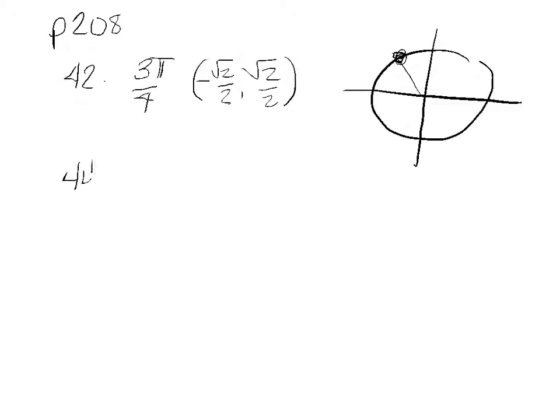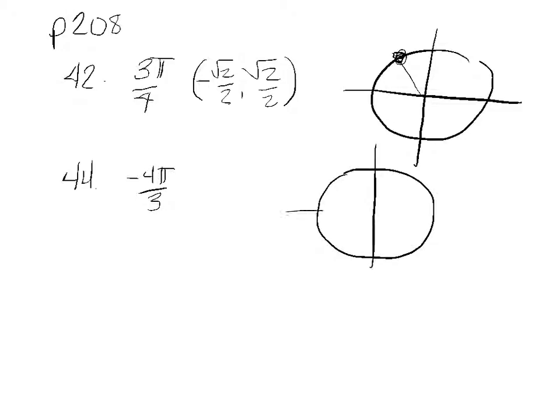If I look at 44, they gave us negative 4 pi over 3. So now we have to count backwards, right? 4 pi over 3 is negative. We're going to go this way. That is the same as 2 pi over 3. Correct? So now I'm trying to figure out what are the coordinates there. So x is short here, that's going to be a negative 1/2. Y is long, that'll be root 3 over 2.